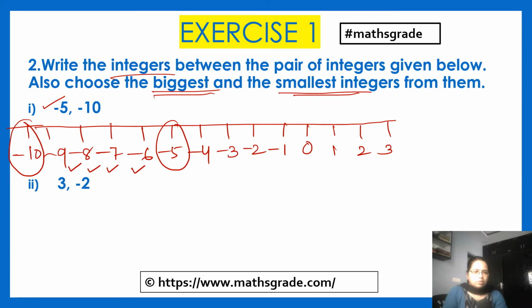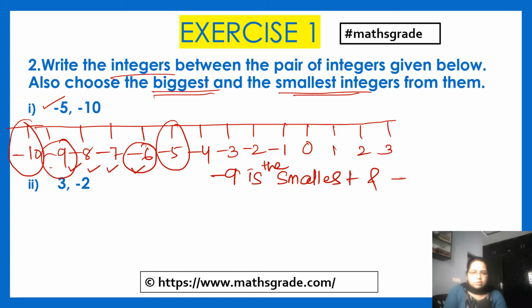So here 9 is the bigger number, but it has a negative sign, -9, so it will be the smallest integer. -9 is the smallest integer, and -6 is the smaller number, but it has a negative sign, so it will be the biggest integer. So -6 is biggest.